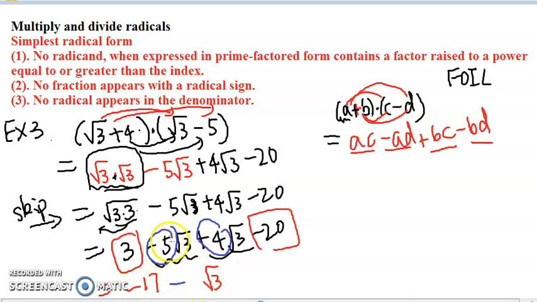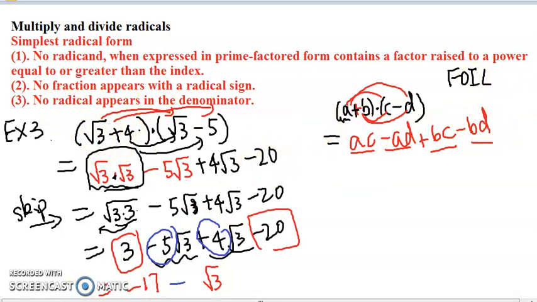Again, this is like doing negative 5x plus 4x, which gives us negative 1x. And the x is square root of 3 here. And these two cannot be subtracted because they're not like terms anymore. One is a radical, the other is not. So that's how we do example 3.